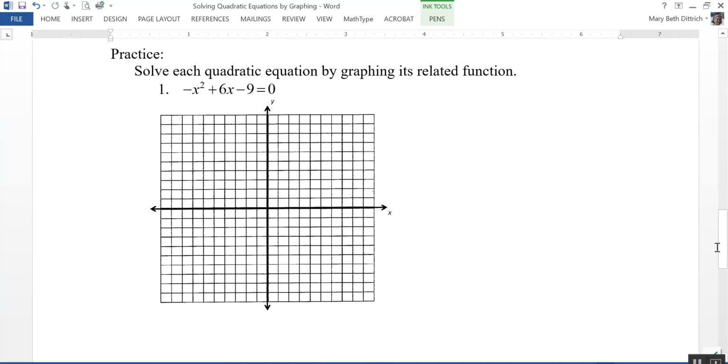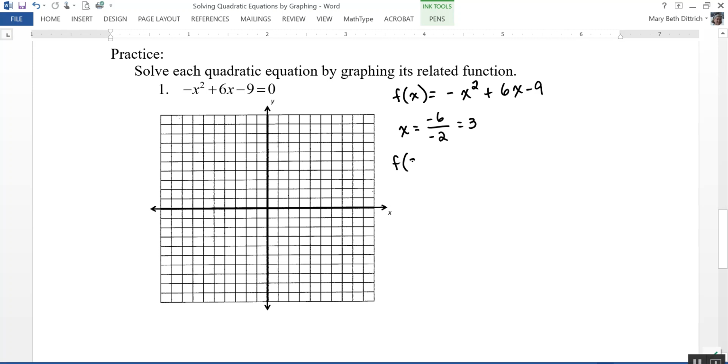Okay, let's take a look at this quadratic equation. I'm going to graph the related function and try to find where f of x equals 0. To find the x of my vertex, I'm going to do negative b over 2 times a, so x is going to be equal to 3.